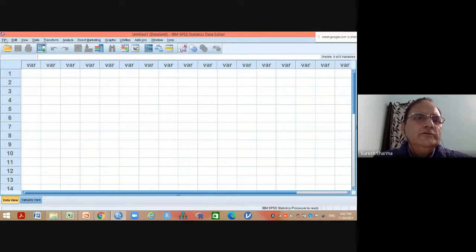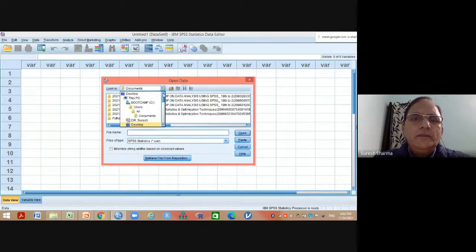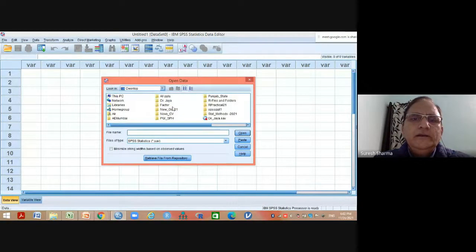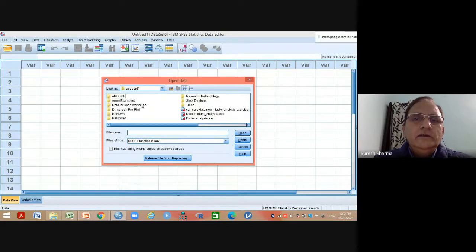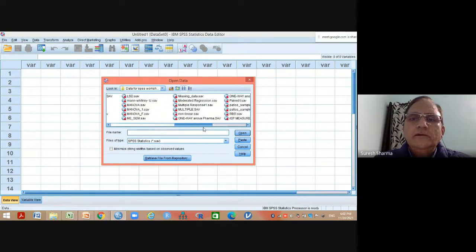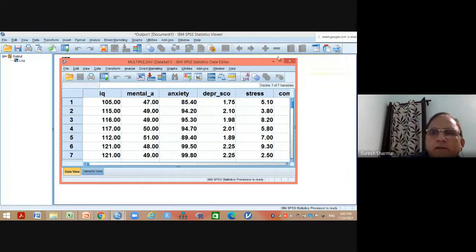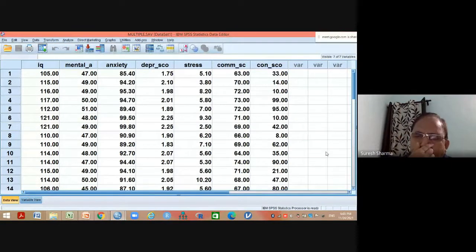Okay. File, open, data, desktop, and over here it was SPSS, data for SPSS. Then there is a file which is called multiple regression. Press open and here is the file. Can you see this file? Yes, please. Yes, sir. Okay. So the problem is like this. Try to understand the problem, please.